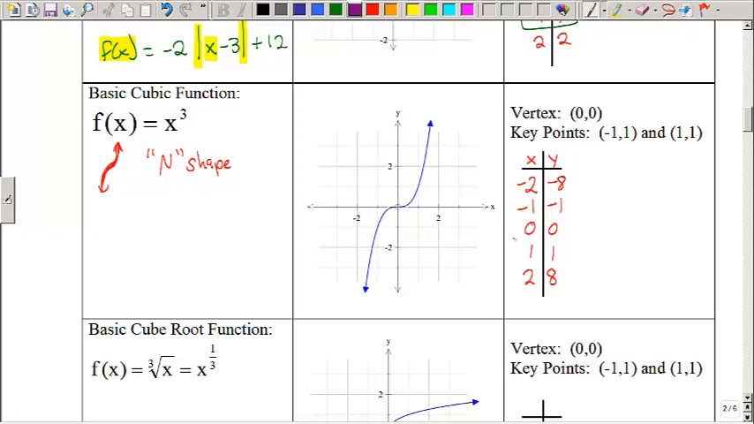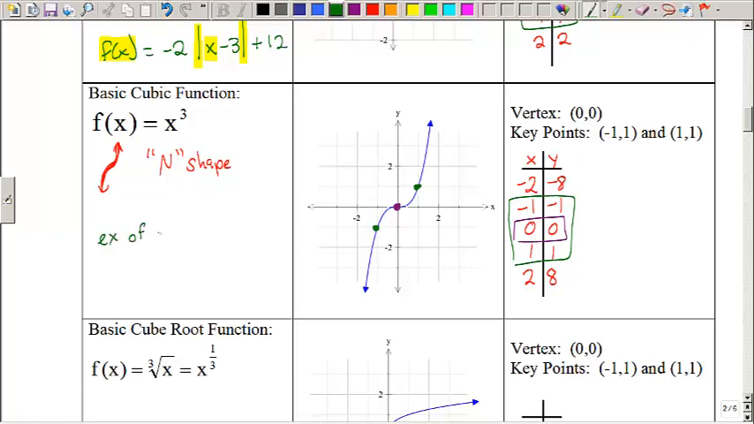The values that you need to memorize are the vertex at 0, 0. Again, they all have been at 0, 0 so far. Our key points that you need to know are -1, -1, and +1, +1. And then you also need to know that it's a nice curvy N shape here, so that when we are graphing a cubic function, you can use these 3 points, the vertex and the 2 key points, to graph this shape accurately.